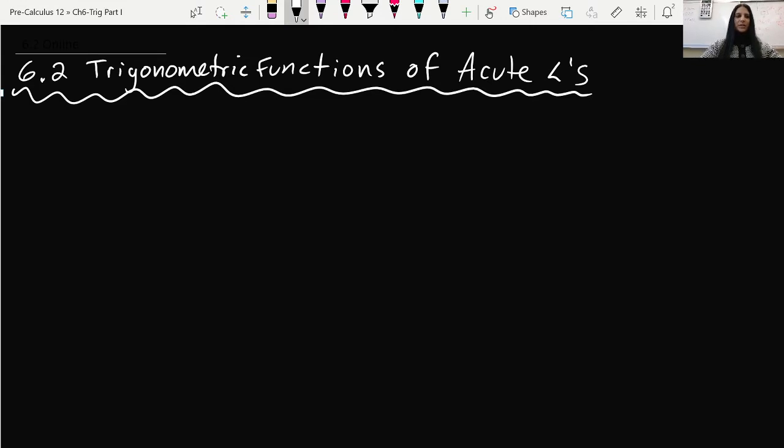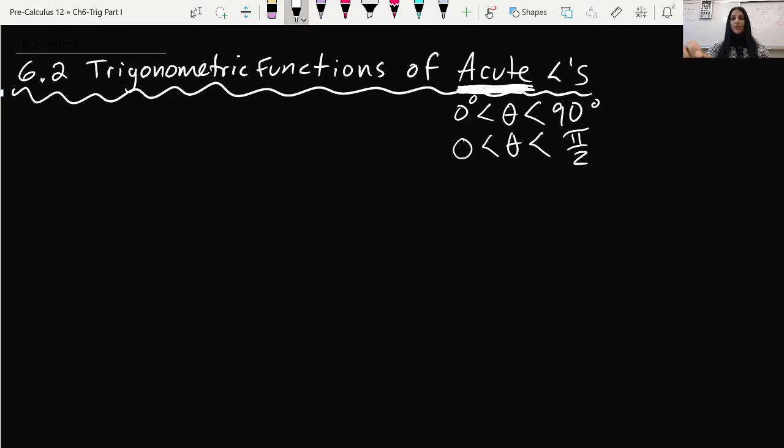Today we're going to be doing 6.2, trigonometric functions of acute angles. And I reviewed with you last day that acute angles, just to remind you, is just what it sounds like. It's a cute little angle, meaning it's between 0 degrees and 90 degrees, or just to build in some review, if we were talking about radians, it would be between 0 and pi over 2. So it's good to be able to go back and forth between degrees and radians and to become familiar with it. So there's a little bit of review for you.